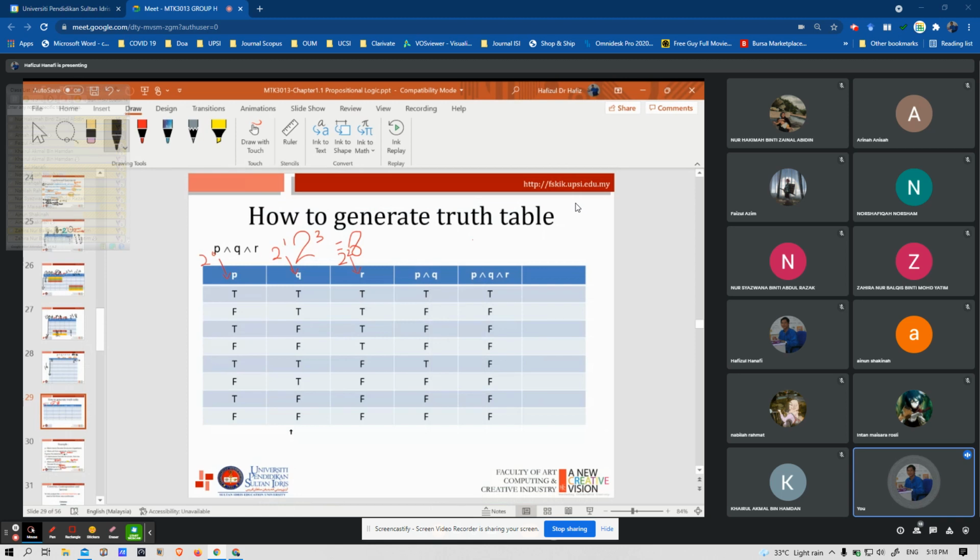Okay, how to generate the truth table? First of all, for p you need to have 2 power of 0. And then q is 2 power of 1, and 2 power of 2. Okay, and then we have here P and Q and R, 2 power of 3 is equal to 8. And then we should have 8: 1, 2, 3, 4, 5, 6, 7, 8.